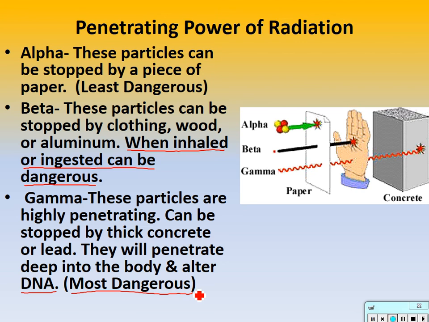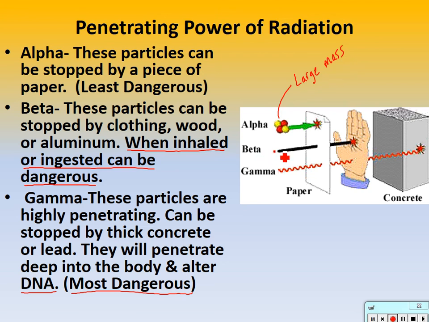Let's talk about the reason for the penetrating power. Why is it the way it is? Why do you think alpha particles are stopped by a piece of paper, guys? These have a large mass. They're just more massive. It's easier for things to stop an alpha particle. They're more massive. It's got 2 protons and 2 neutrons.